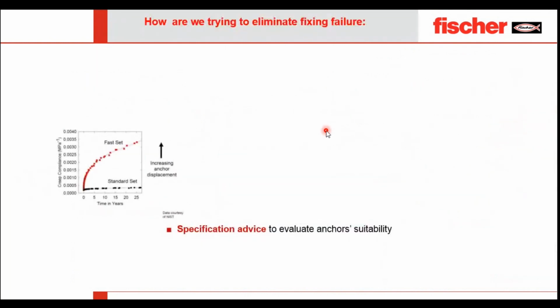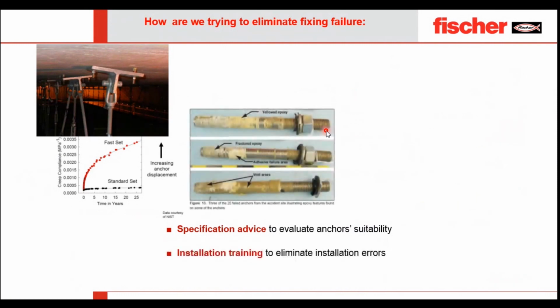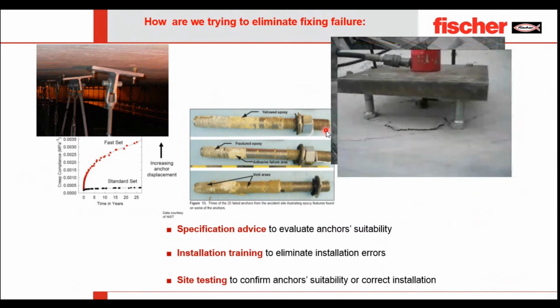Now, how are we trying to eliminate fixing failure? First of all, we provide specification advice to evaluate the anchor suitability. It means that we provide the design calculation for our team members, for our colleagues, for our customers. We make sure that the proposed anchor is advisable for their application. We make sure that installation training is done on your site with 0 installation errors, so that they are well sure that they can handle the site. The third one is commonly site testing, where we do site testing like pull-out test, rebar test, etc., to make sure that our proposed anchor takes the load as per recommended.